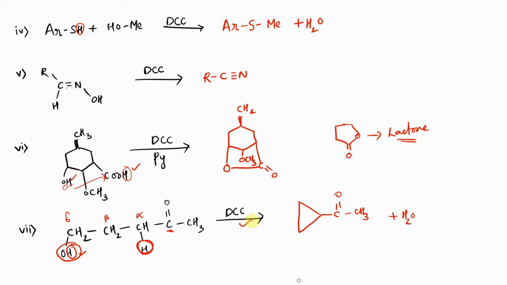Because DCC is a dehydrating agent, this is how the reaction takes place. Don't get confused, because there is no carbonyl OH group, just a hydrogen group. Now if you observe carefully, we have both types of conditions required for the removal of water molecules. Therefore it will lead to the formation of a three-membered ring along with the keto structure.